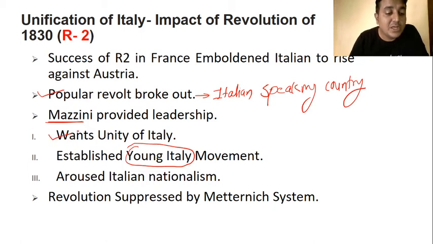What did he want? He wanted unity of Italy. That means unification of Italy. Italy should belong to the Italians, not to the foreigners.